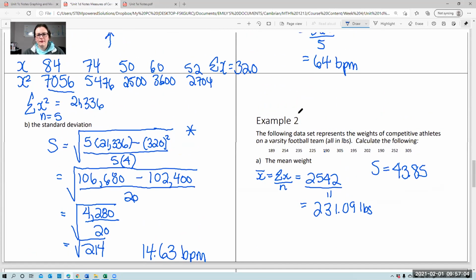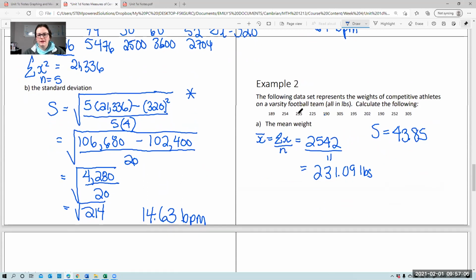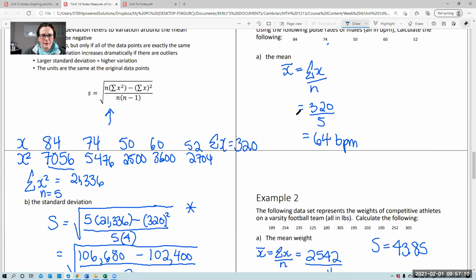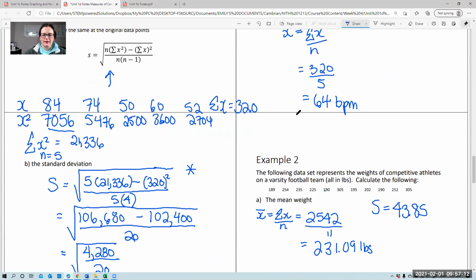using the formula. I need a couple of pieces of information to calculate the standard deviation using the formula. So what I need is n. n is equal to the number of data points that I have, which is 11. There's 11 football players on the team. And then I'm going to sum up all the x's squared. So 189 squared plus 254 squared.